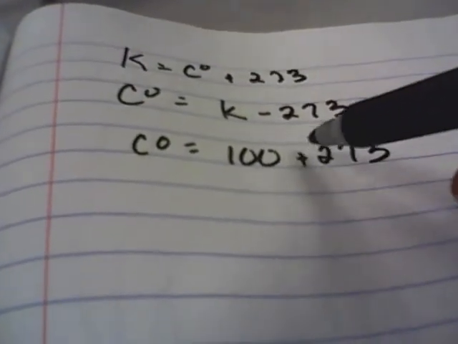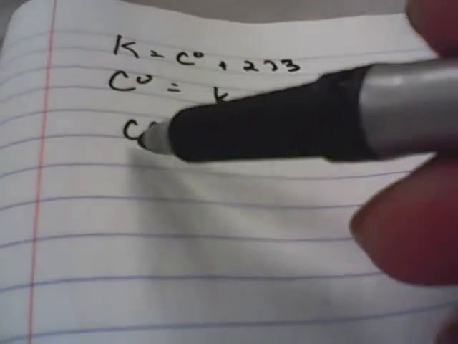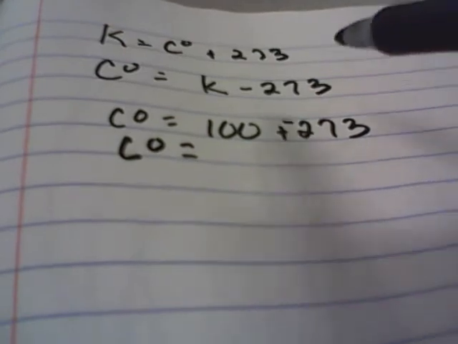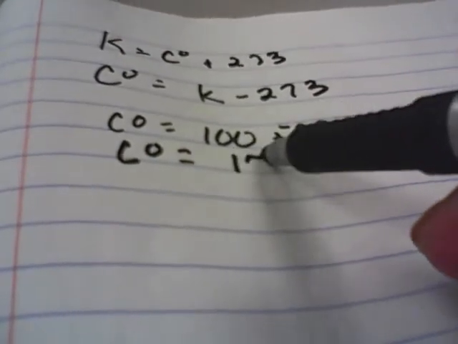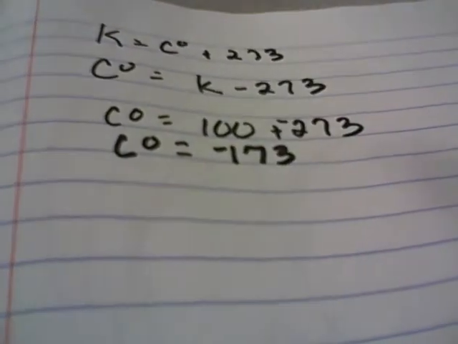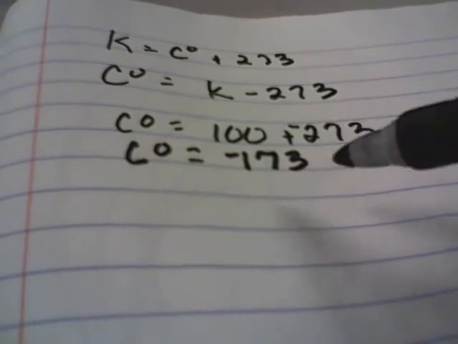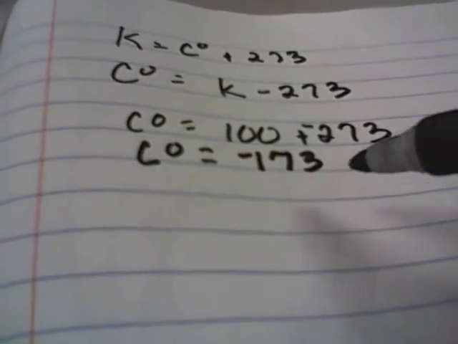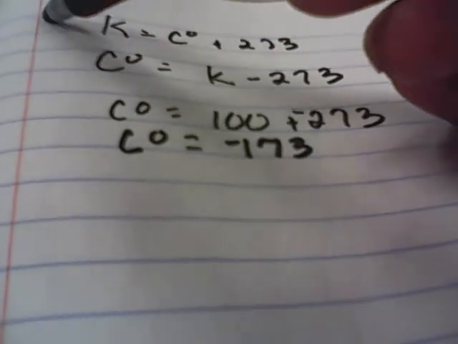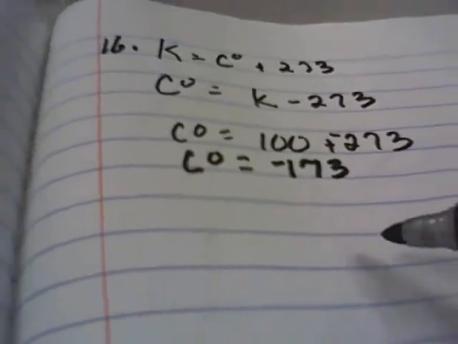And so C is 100 minus 273. So we know minus is just like plus a negative. So that means that Celsius is 100 plus a negative 273, which is really subtraction, meaning that we end up with a negative 173. And so the answer for number 16 is negative 173.